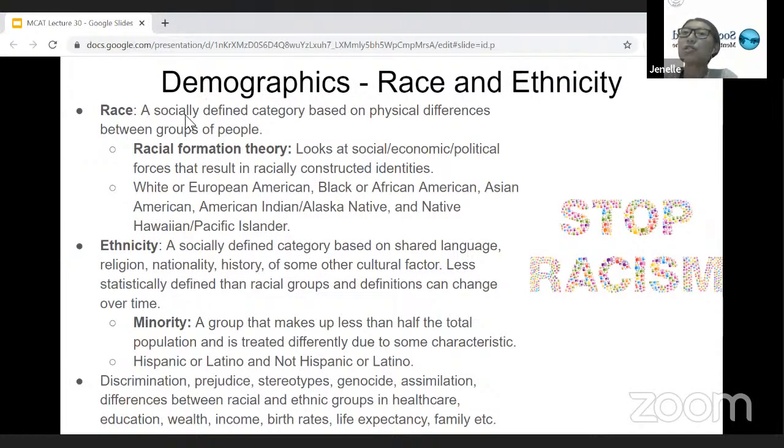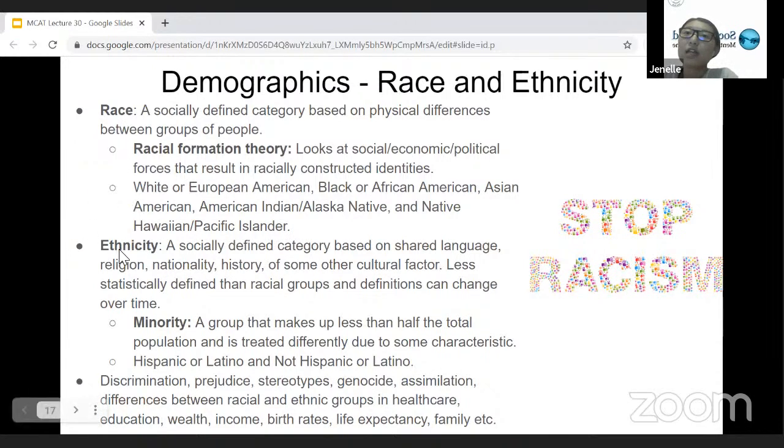So race is a socially defined category based on physical differences between groups of people. The racial formation theory looks at social, economic, and political forces that result in racially constructed identities. The most common races that I've looked up from the US Census this past year that they identify people by are white or European American, Black or African American, Asian American, American Indian or Alaska Native, and Native Hawaiian or Pacific Islander.